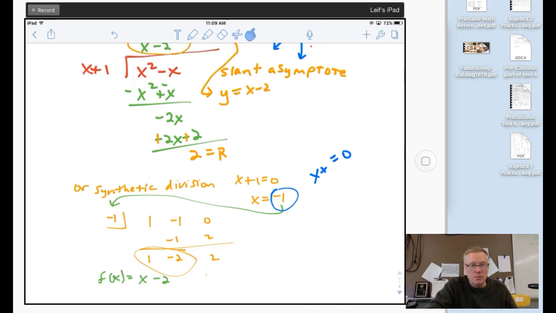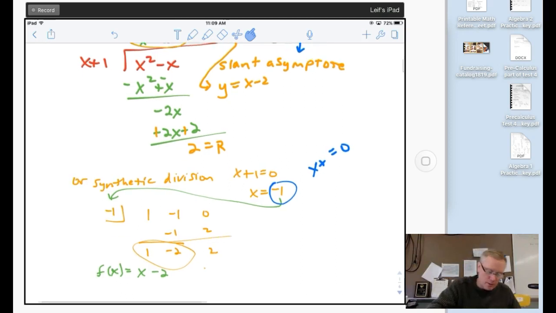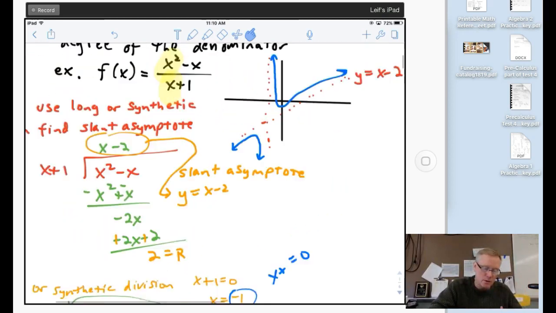It doesn't have to go in perfectly, it's really what you get, how many times it does go in. So x minus 2 is what you get. And obviously I think we'd all prefer to do synthetic division over long division. The only time it wouldn't work is if you had a quadratic in the denominator, if you're dividing by that, then you'd be stuck doing long division.